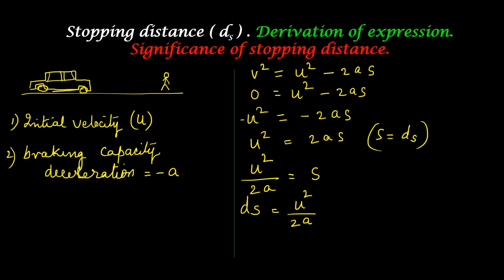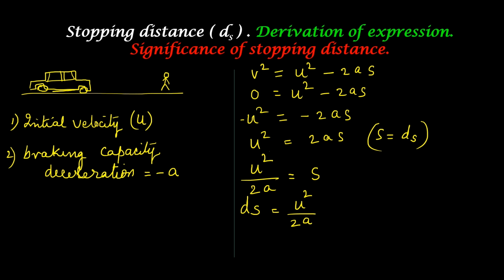Now this equation will tell you the significance of stopping distance. That is, s is equal to ds. 2a in the denominator on the right hand side of the equation is a constant. So we may say ds is directly proportional to u square. That is, when initial velocity increases, stopping distance also increases.